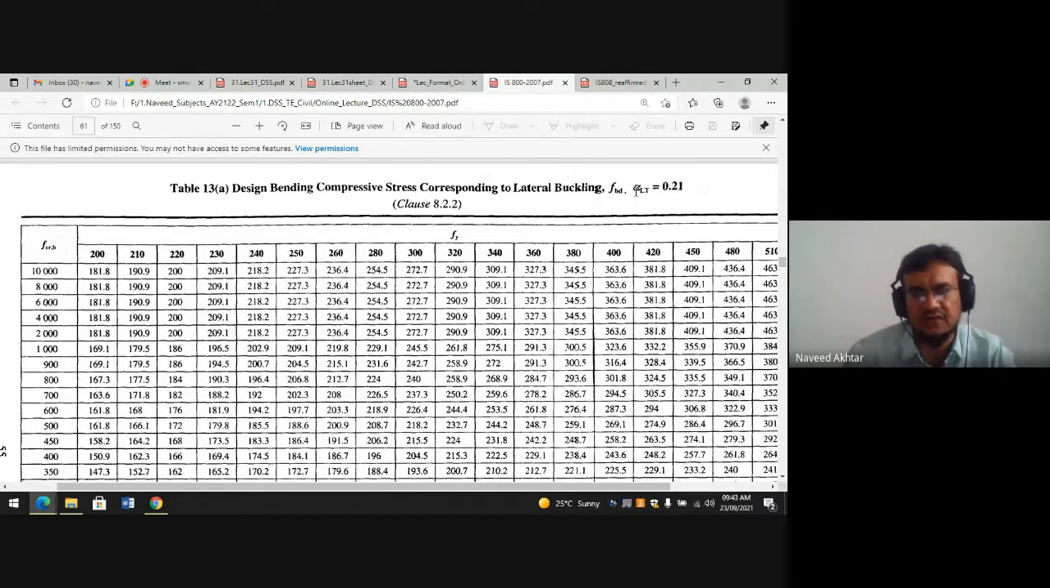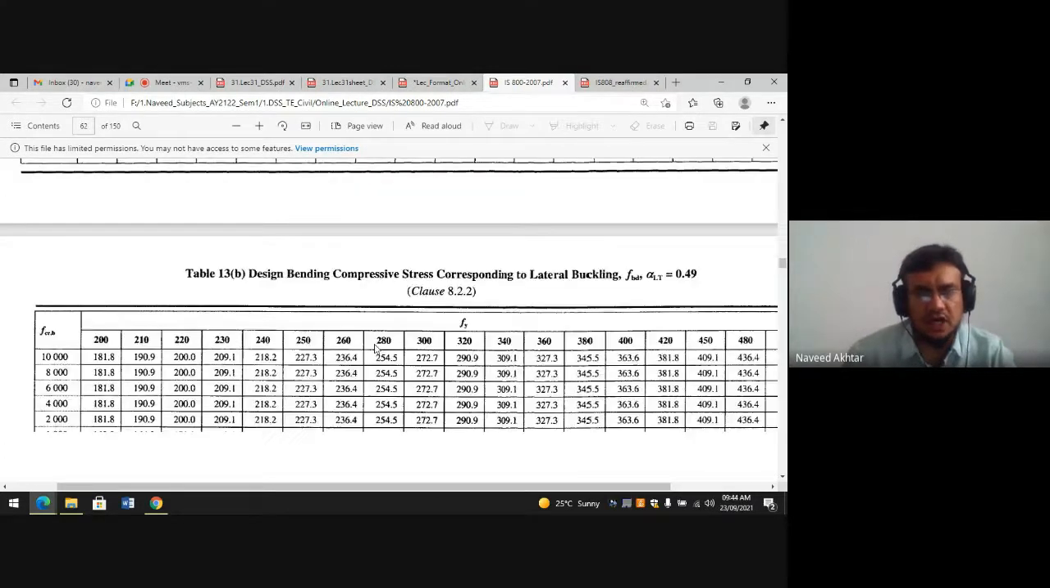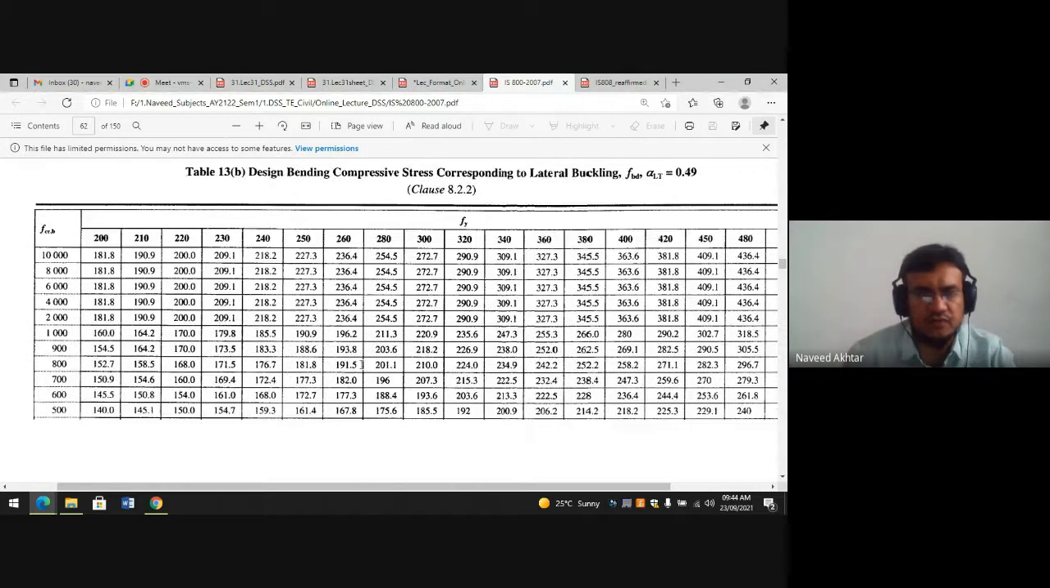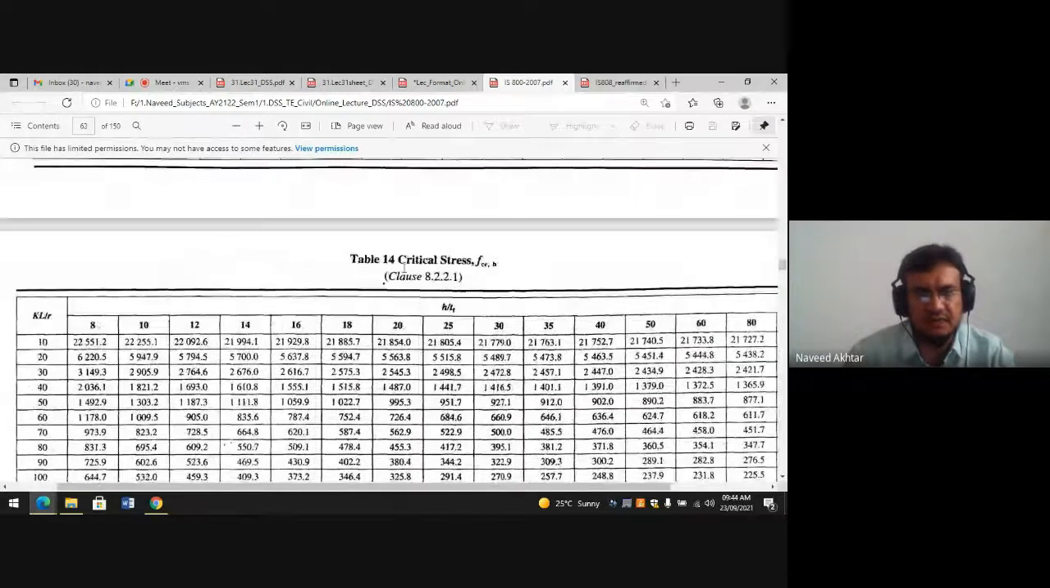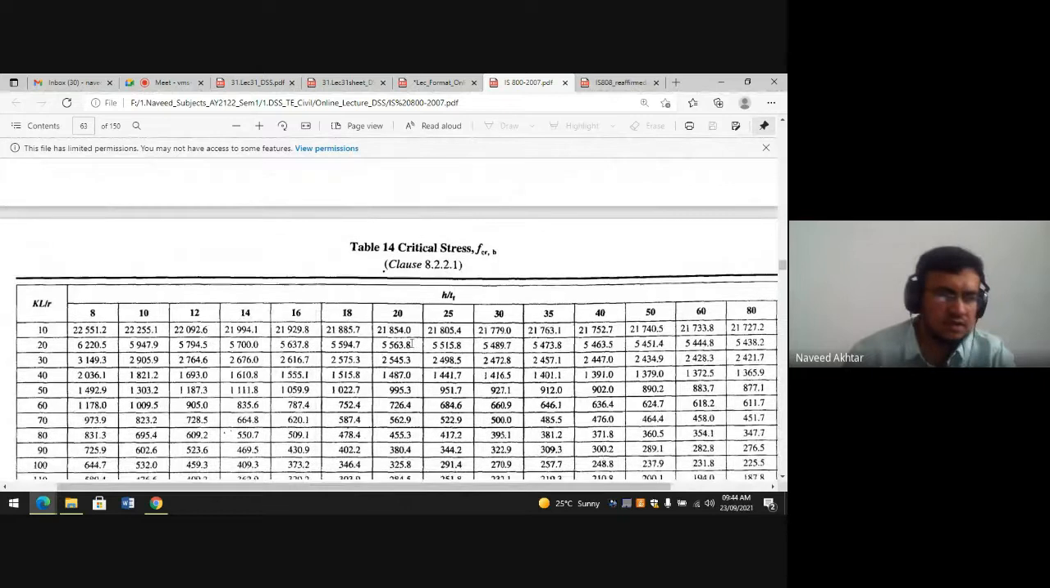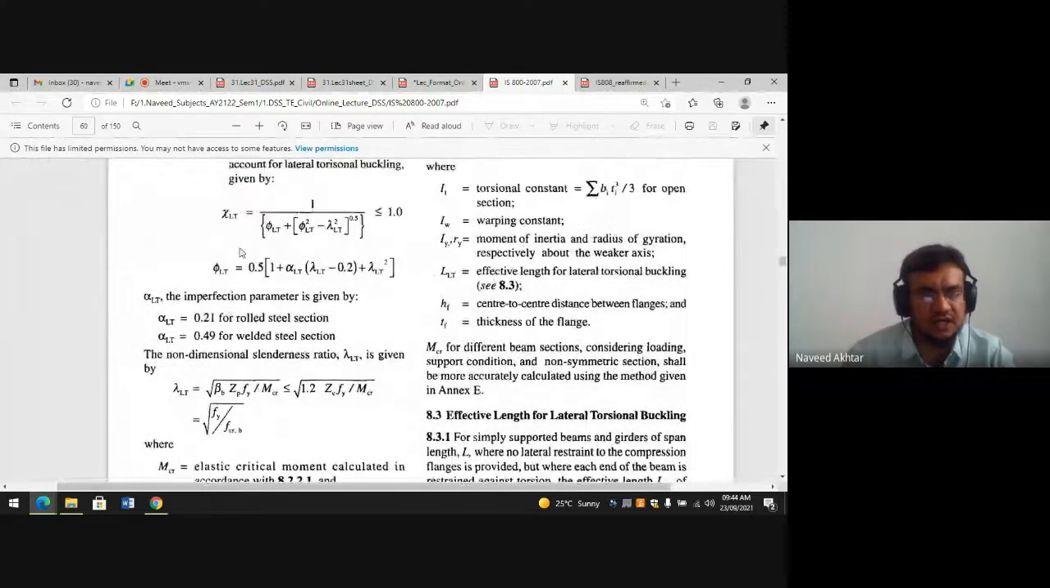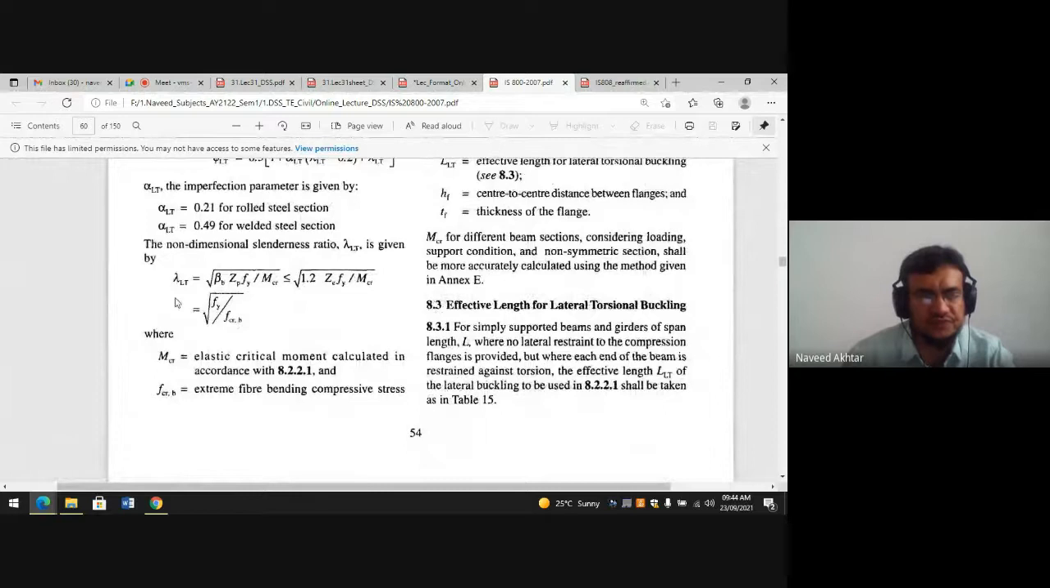If it is a rolled section, then alpha LT is 0.21, and for a built-up section 0.49. And this is table 14 for the critical stress FCRB. You can also find FCRB from the empirical equation; using this empirical equation will give you the exact value. For a welded section alpha LT is 0.49, and for a rolled section alpha LT is 0.21. So lambda LT is the square root of Fy upon FCRB.